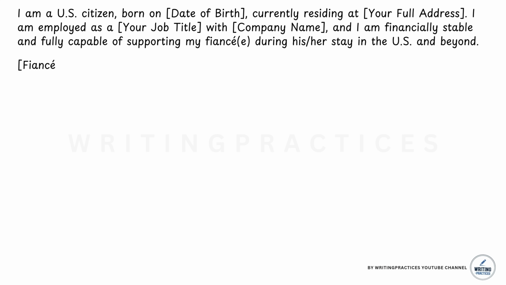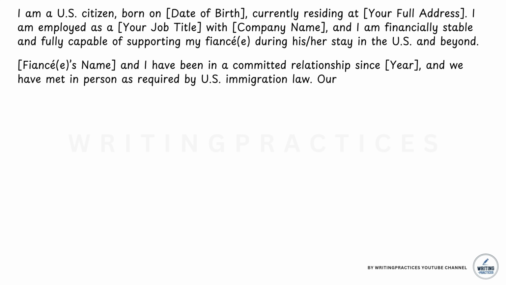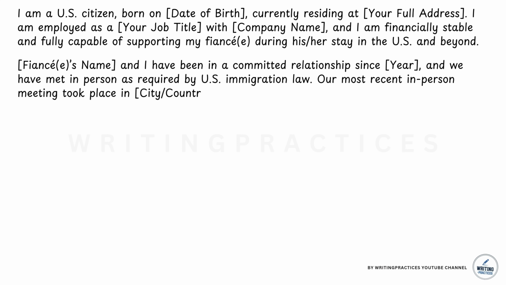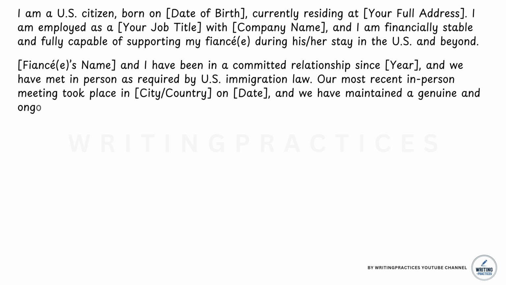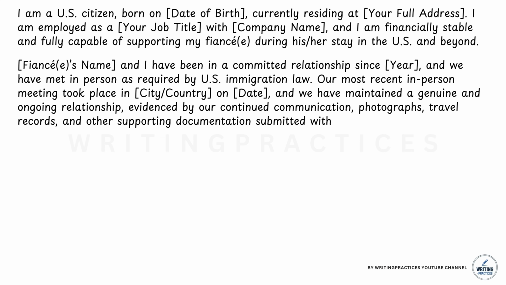Third body paragraph, your relationship history. This next paragraph focuses on the legitimacy of your relationship. Fiancé's name and I have been in a committed relationship since year, and we have met in person as required by US immigration law. Our most recent in-person meeting took place in city or country on date, and we have maintained a genuine and ongoing relationship, evidenced by our continued communication, photographs, travel records, and other supporting documentation submitted with the petition.